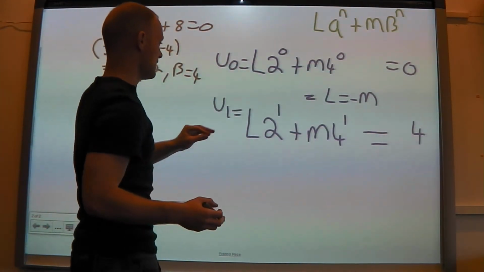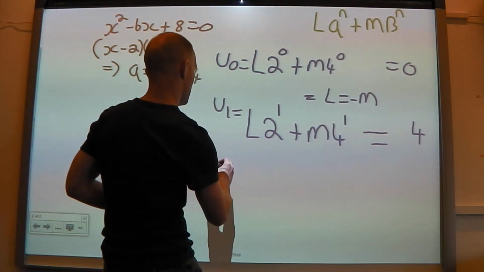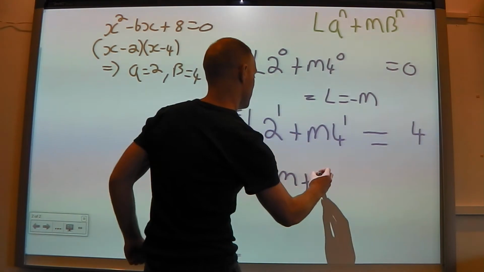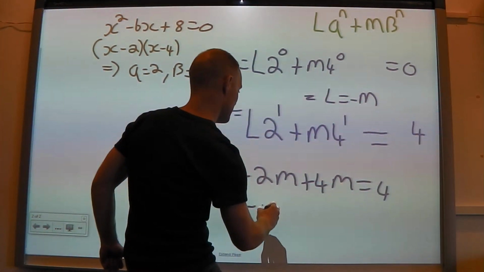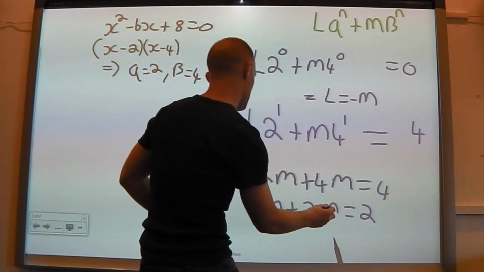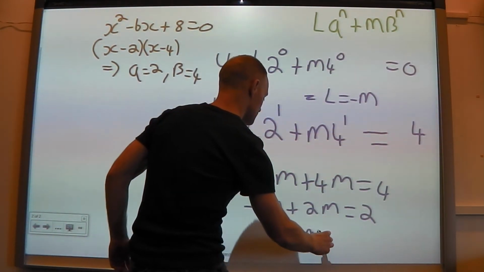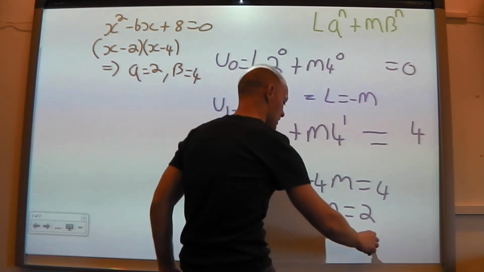Right, so now we just work this out. We know that L is equal to negative m, so that implies negative 2m plus 4m is equal to 4 divided by 2. Negative m plus 2m is equal to 2. 2m minus m is obviously equal to m, so that implies that m is equal to 2. And if m is equal to 2, that means your L is equal to negative 2.